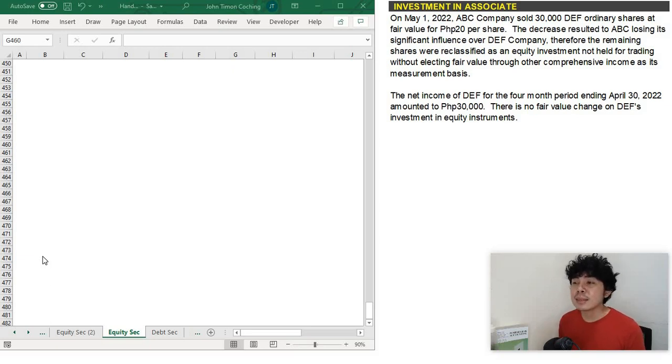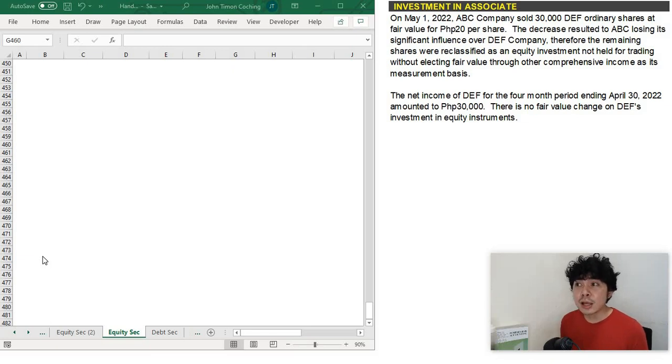So, since binenta ni ABC Company yung kanyang 30,000 shares on May 1, 2022, so bago natin i-record yung journal entry for the sale of the investment, kailangan muna natin i-update yung investment in associate na account. And again, ano yung update na kailangan nating malaman? Syempre, kailangan nating i-recognize yung changes sa equity ni associate for the 4-month period, simula January 1 until date of sale, which is ano ba yung mga possible transactions ni associate that will have an effect on its shareholders equity. Kasi nga gagayahin natin yung changes sa kanyang shareholders equity.